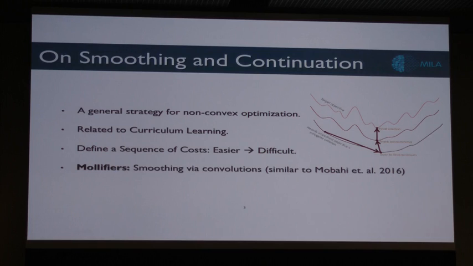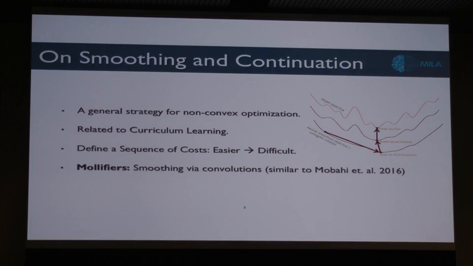And this is highly related with previously proposed techniques like curriculum learning, which changes the distribution to define easier tasks to solve first, and then gradually changes the complexity and difficulty of the task. However, defining this sequence of costs that goes from easier to more difficult can be hard to define by hand tuning. So in this paper, we use the concept of modifiers, which is basically smoothing by using convolutions.